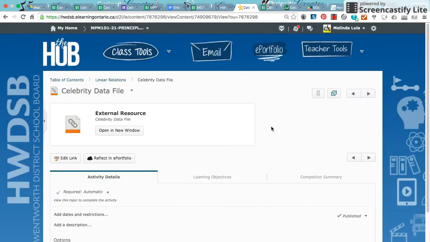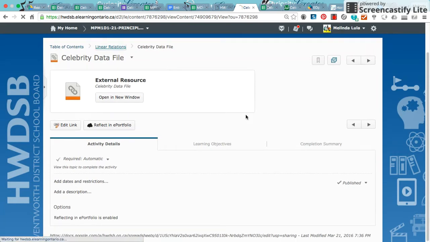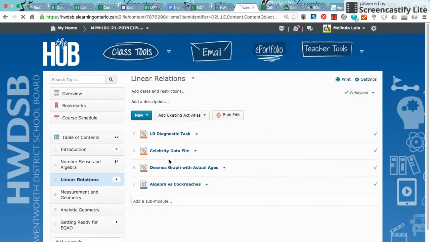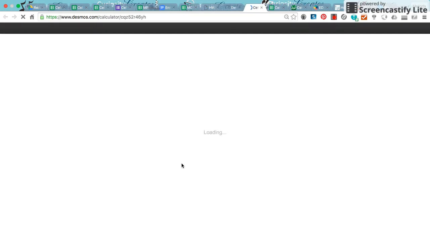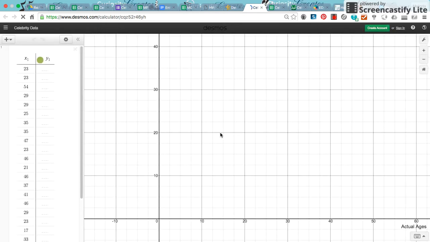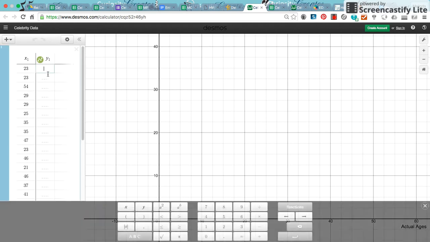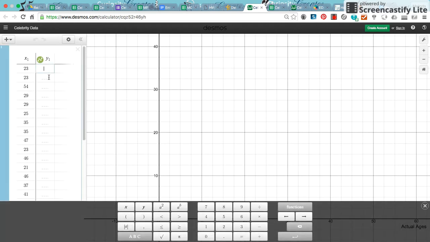Then I'd like you to go back to our linear relations area and open the Desmos graph with the actual ages. I've prepared this file so the actual ages are already in it. And you can see in this table over here that I've got 23, 23, 54. These are the actual ages. I would like you to write your guesses beside this. So let's pretend Miss Lula did a few of these. And we're just going to guess some of them wrong, of course.